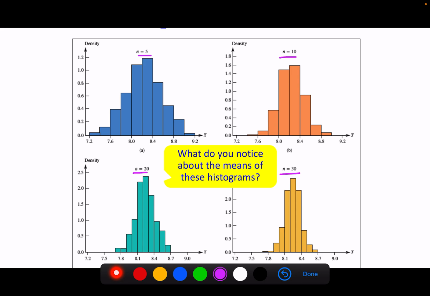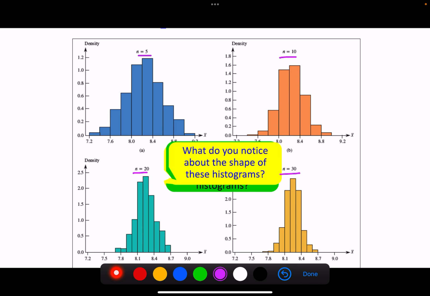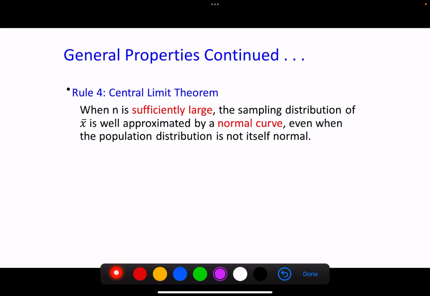But has our mean adjusted as we've gotten larger? Standard deviation, that's what we've just been talking about. They get smaller. Shape, they get more normal looking. And the mean stays the same.